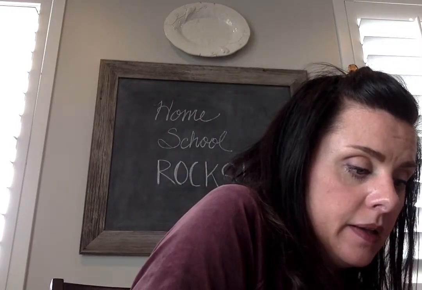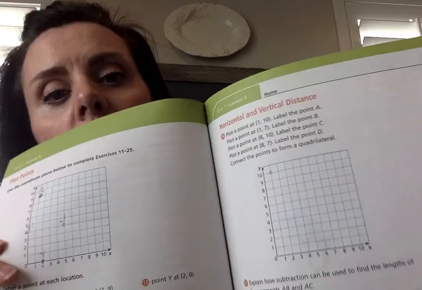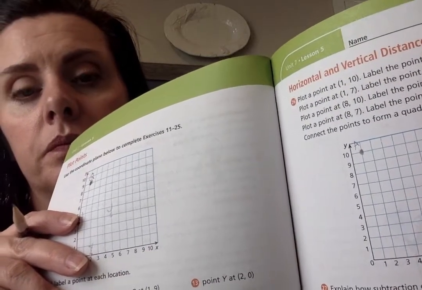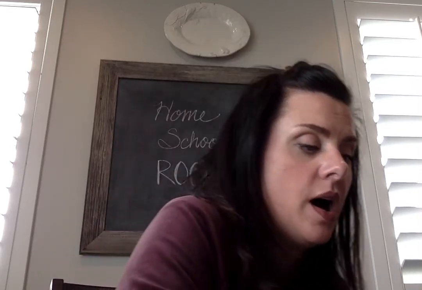It says for number 26, plot a point at 1, 10 and label the point A. So go ahead and do that now. Over 1, up 10. Your dot should look like that. And then we, of course, need to label that A. Make sure you're doing this in your book as well. You got that? Okay. The next one says plot a point at 1, 7. Go to the right 1, go up 7.